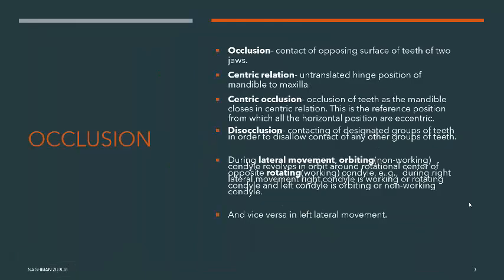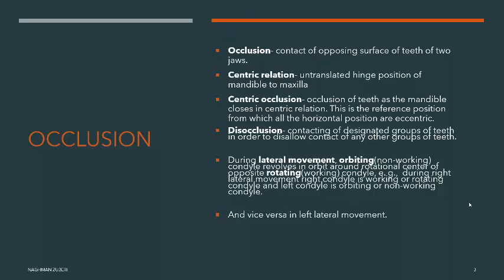Occlusion is the contact of opposing surfaces of teeth of the two jaws. And centric relation is the untranslated hinge position of the mandible to maxilla. Hinge position means just opening and closing, just like the hinge of a door. Centric occlusion is the occlusion of teeth as the mandible closes in centric relation. And this is the reference position from which all the horizontal positions are eccentric.